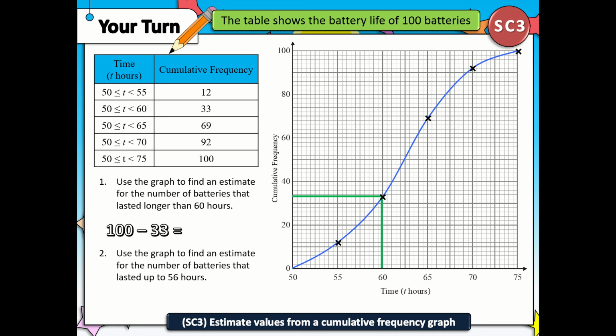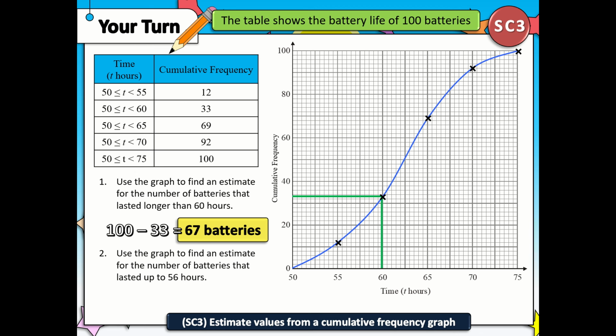So to find out how many lasted more than 60 hours, we need to take that away from the total amount, which is 100. So 100 take away 33 is 67. So there were 67 batteries that lasted more than 60 hours.